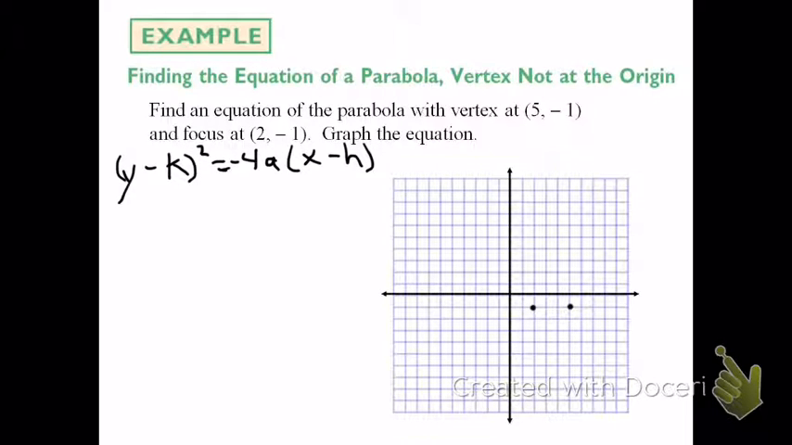We can see here that our a is equal to 3, and so that means our directrix is going to be the other direction from the vertex, 3, so we're going to go 3 this way, and therefore our directrix is at x equals 8.